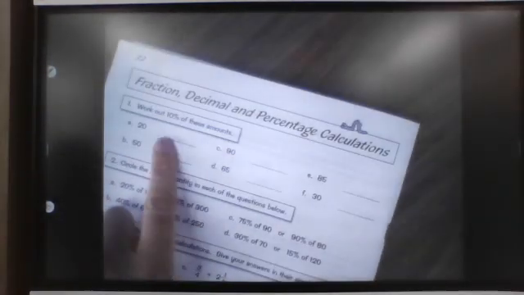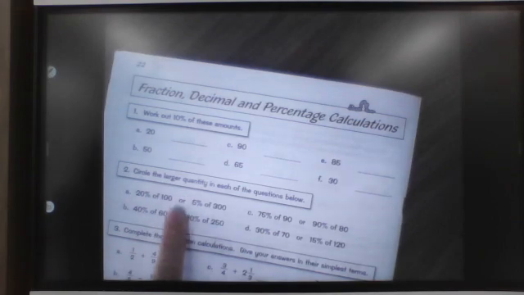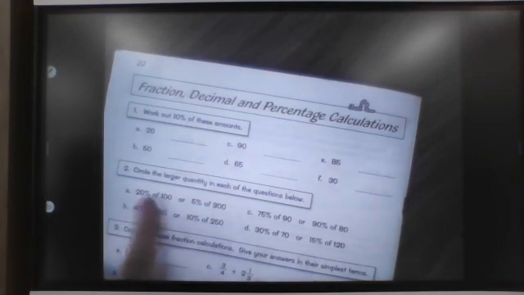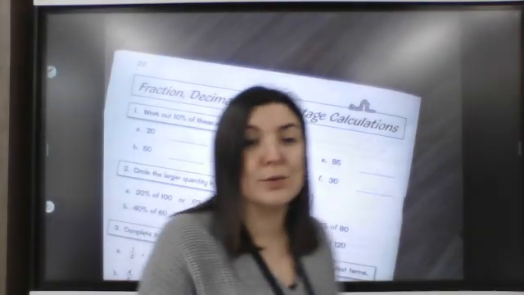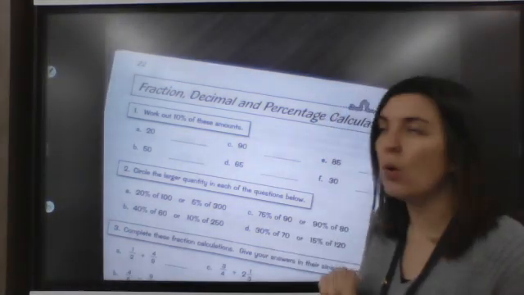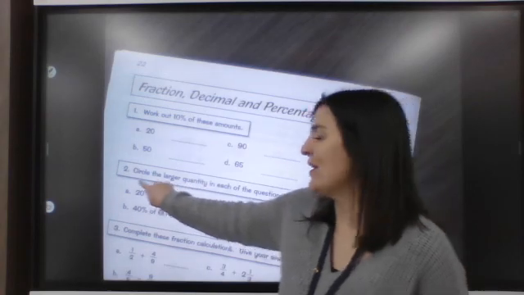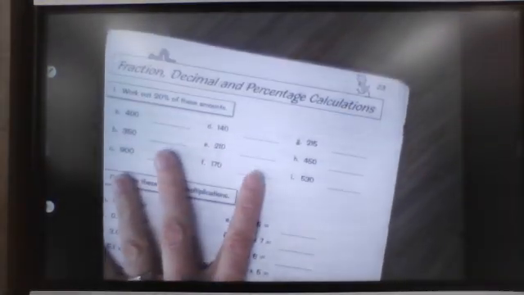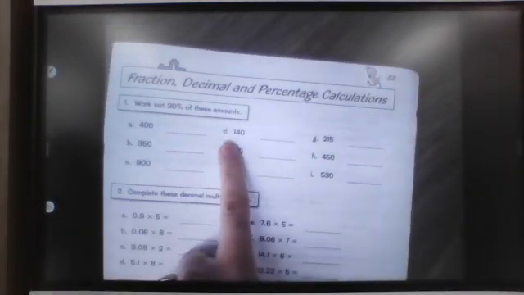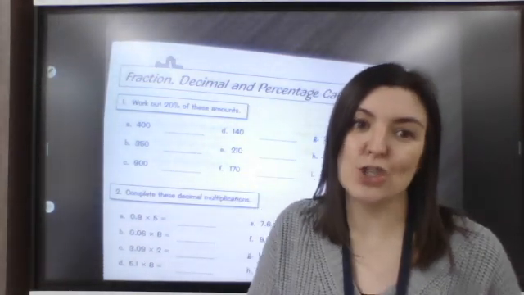Okay, so you've got to work out 10%, so you just divide by 10. And this one then, you've got to work out both: 20% of 100 and 5% of 300. I've showed you how to work out both of those, and then circle which one is more. And then the second bit that I would like you to do is page 23, just section 1, working out 20% of these amounts. So remember, find 10%, and then multiply that by 2.